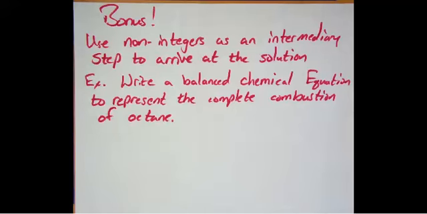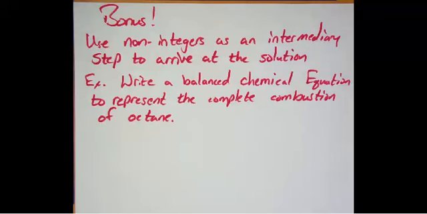In today's bonus segment, I'm going to explain how to use non-integers as an intermediary step to arrive at the solution when balancing a difficult chemical equation. So, up until this point, we've used somewhat pretty chemical equations that were fairly simple to balance. However, what if, for example, this problem here, the solution is not very pretty?